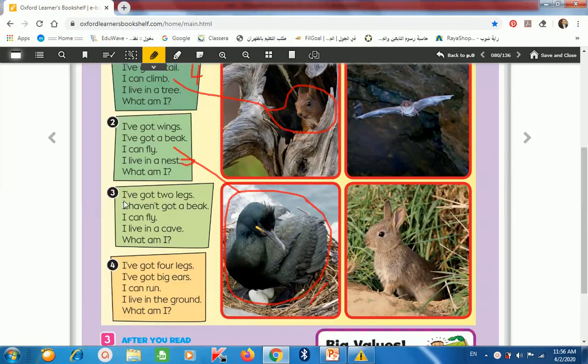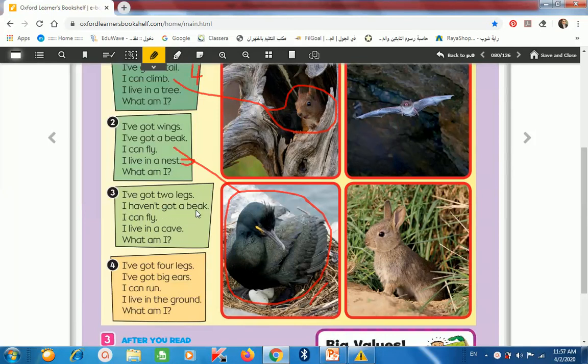Now let's move to the next. I've got 2 legs. That's easy now. Of course, if you look at the 2 pictures, you will see which one has 2 legs.